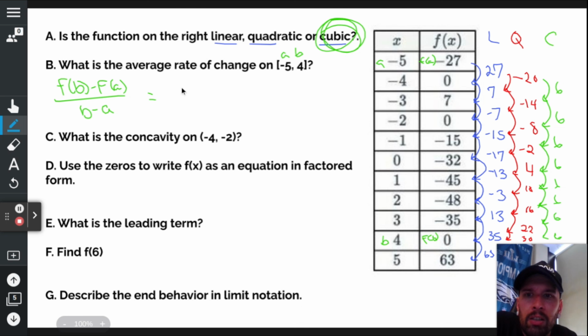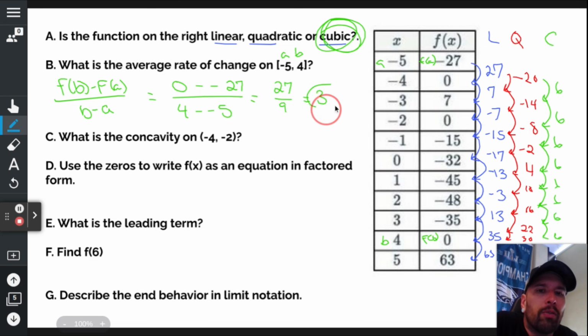So F of B is 0 minus negative F of A is 27 over B, 4 minus negative 5. Double negative 27 is 27. 4 double negative 5 is 4 plus 5, which is 9. Rate of change is a positive 3.